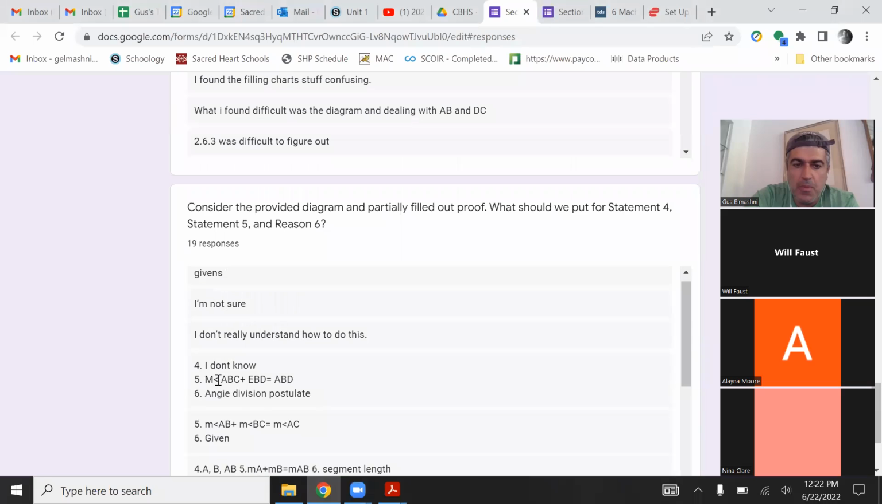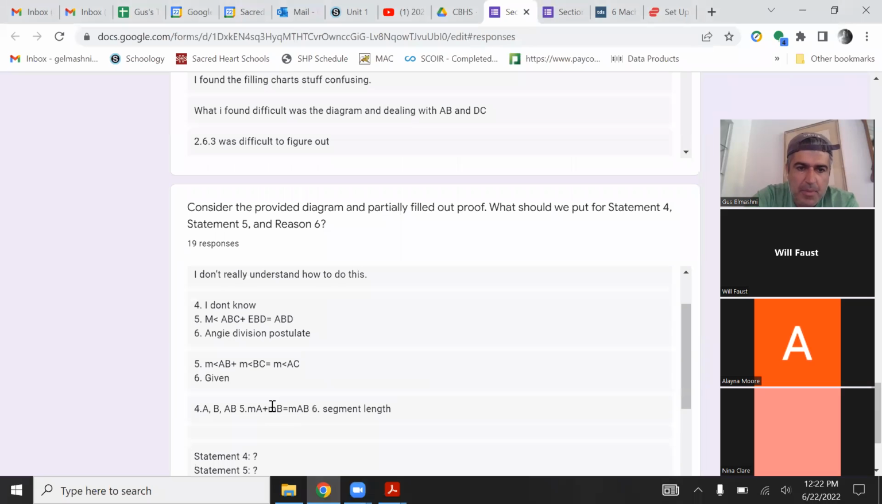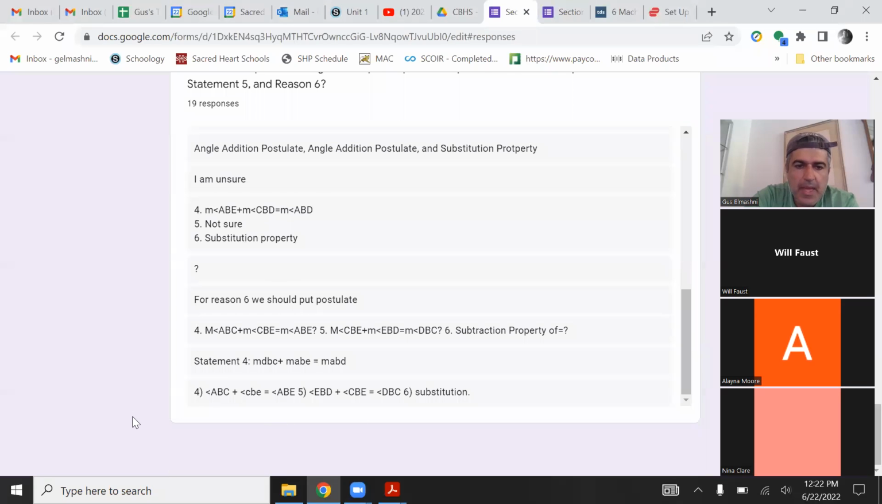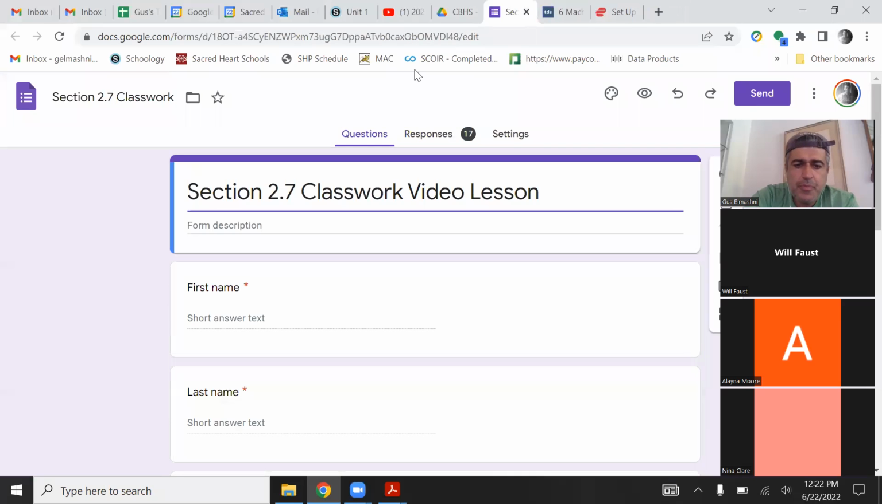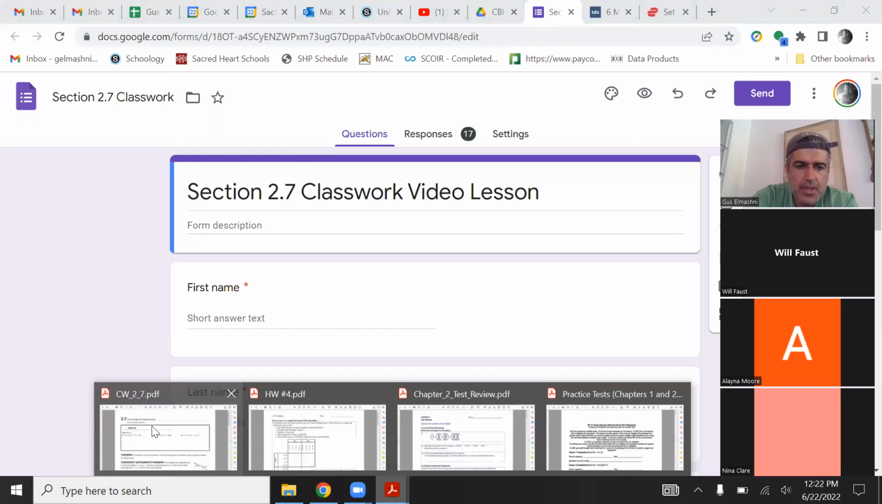So I think some of you guys were a little confused, as I could see here, but some of you guys got it. Someone had substitution, someone had two angles being added. So some of you got it, but some of you might need a little more time. So I won't put it on the test. We'll do more proofs next week. Okay, close that down. Define 2-7. Close 2-5, close 2-6, 2-7.